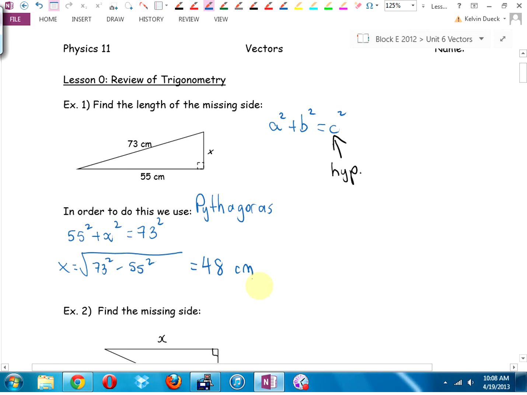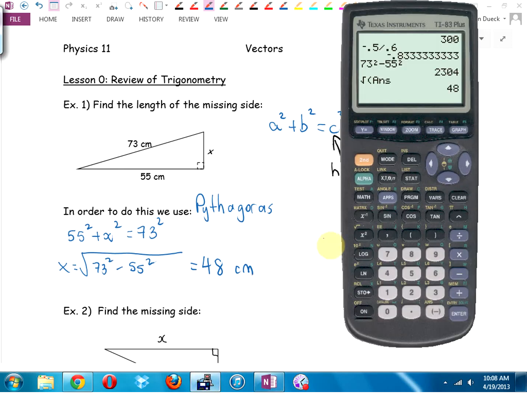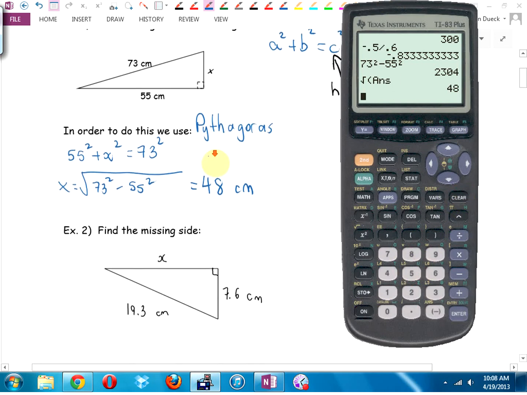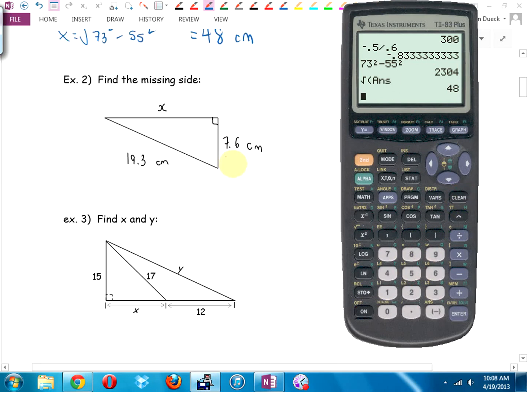You'll notice for the square roots, I tend to type what's inside the square root first, hit equals, and then go square root answer. Mainly because on my calculator, as soon as I hit a square root, it automatically does an open bracket. And then having multiple open brackets, it gets confusing for me. So whatever. Good. Try example 2 on your own. I'll do it up here. Let's see if we get the same thing.